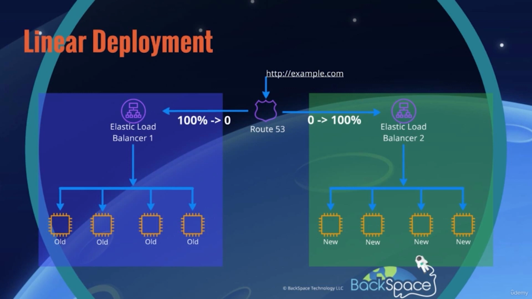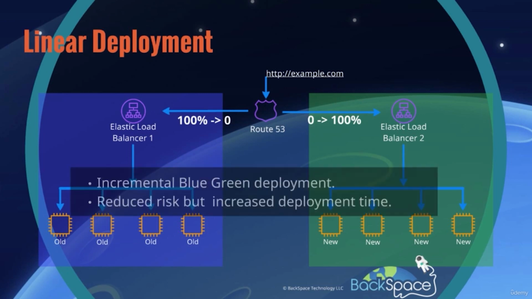And then at the next stage, we can do 80% to the blue environment and then 20% to the green environment, and keep working our way down until we get all of that traffic from the blue environment transferred over to the green environment. And again, if we identify any issues along the way, we can always go back and change our DNS records to point back to the blue environment.